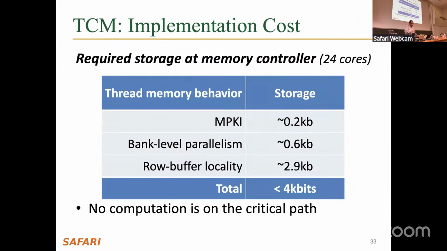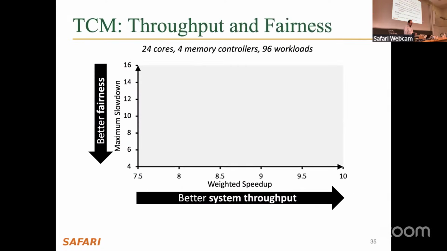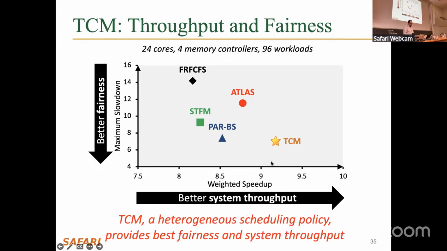We showed in the paper that the overhead is relatively small, and we compare against prior work. Let's see how we land in this plot, which we showed before. TCM lands here, which provides much better performance and also relatively good fairness. The TCM fairness is around PAR-BS, however it provides much better performance. In fact, TCM provides better fairness than PAR-BS. So TCM, a heterogeneous scheduling policy, provides the best fairness and system throughput compared to prior work.